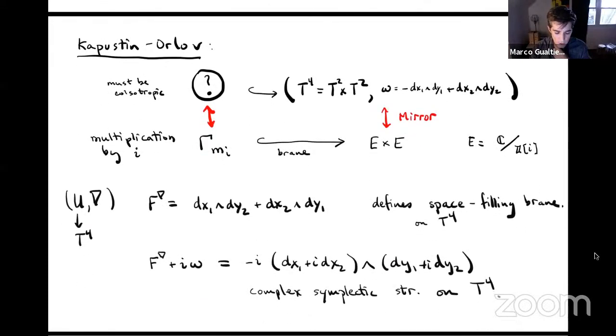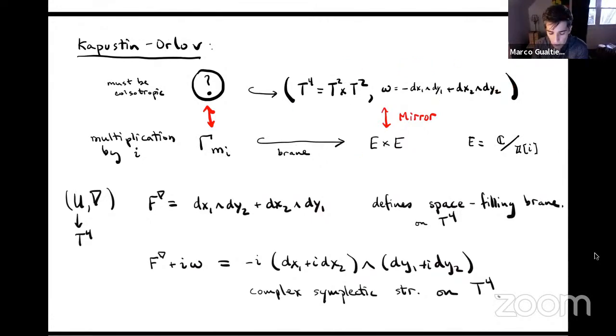Okay, so let's just go back. These branes were basically discovered in 2001 by Kapustin and Orlov, who looked at the simplest non-trivial instance of mirror symmetry, where we had a symplectic 4 torus. The symplectic 4 torus, which you could think of as a product of two tori, is mirror to a product of elliptic curves, a specific elliptic curve, namely the one that has complex multiplication, multiplication by i. So they investigated this setup where we had a known mirror symmetry between T4 and E cross E.